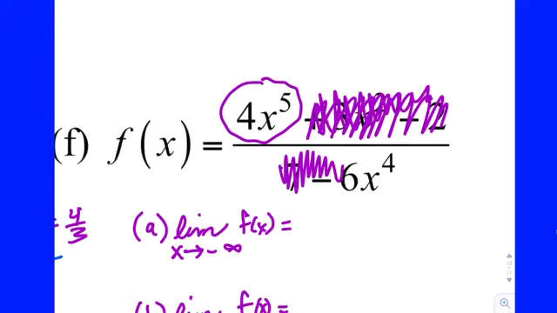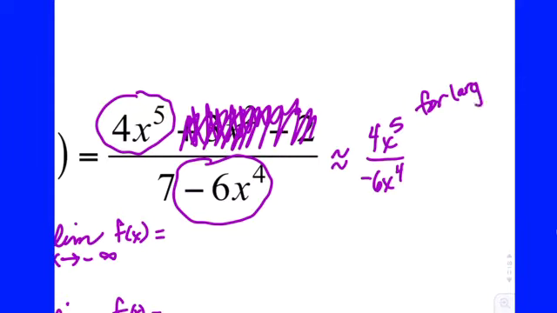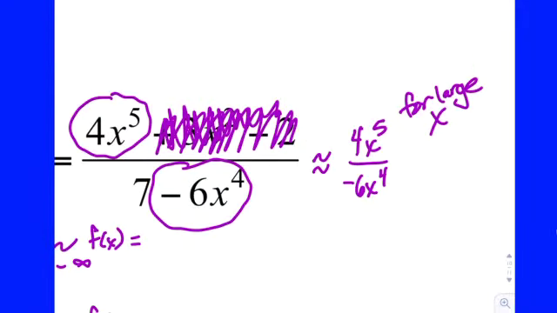So you'd have the right idea, but you would miss it because you got the wrong sign. So it's negative 6x to the 4th. Now, if you want, you could put the squiggles here, not an equal sign. That means that this function is going to look like 4x to the 5th over negative x to the 4th for large values of x. Okay? Which means, which grows faster, the top or bottom?